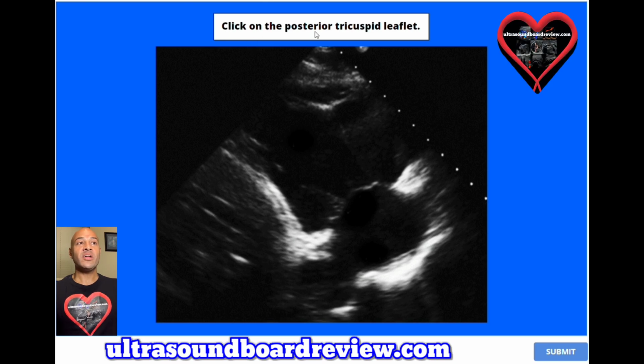Question 139. Click on the posterior tricuspid leaflet. The answer is right here. This is the posterior tricuspid leaflet, and this is the anterior tricuspid leaflet.